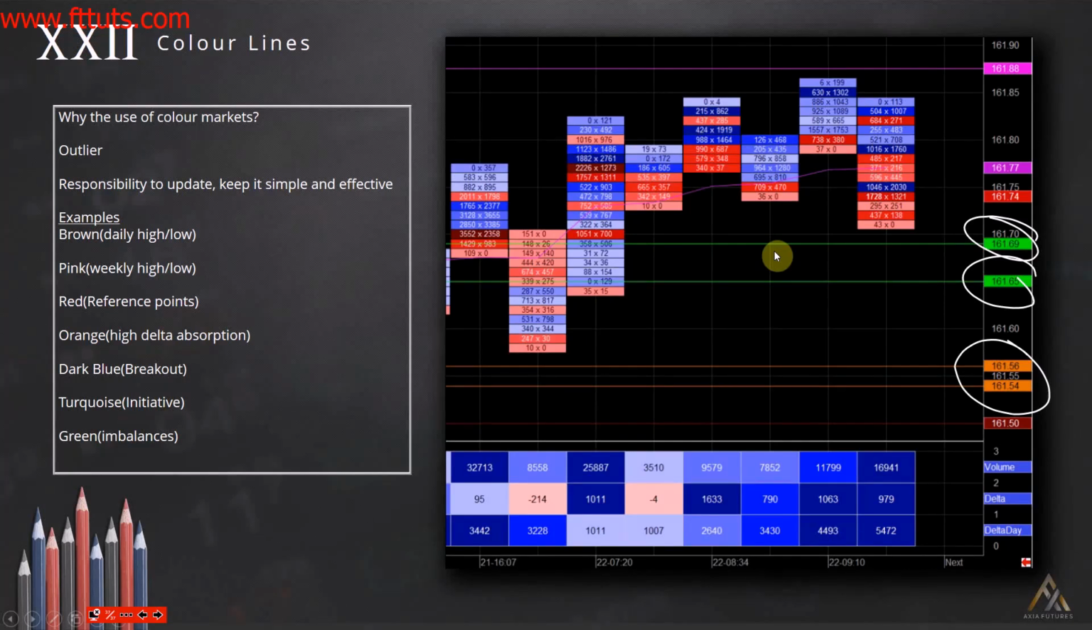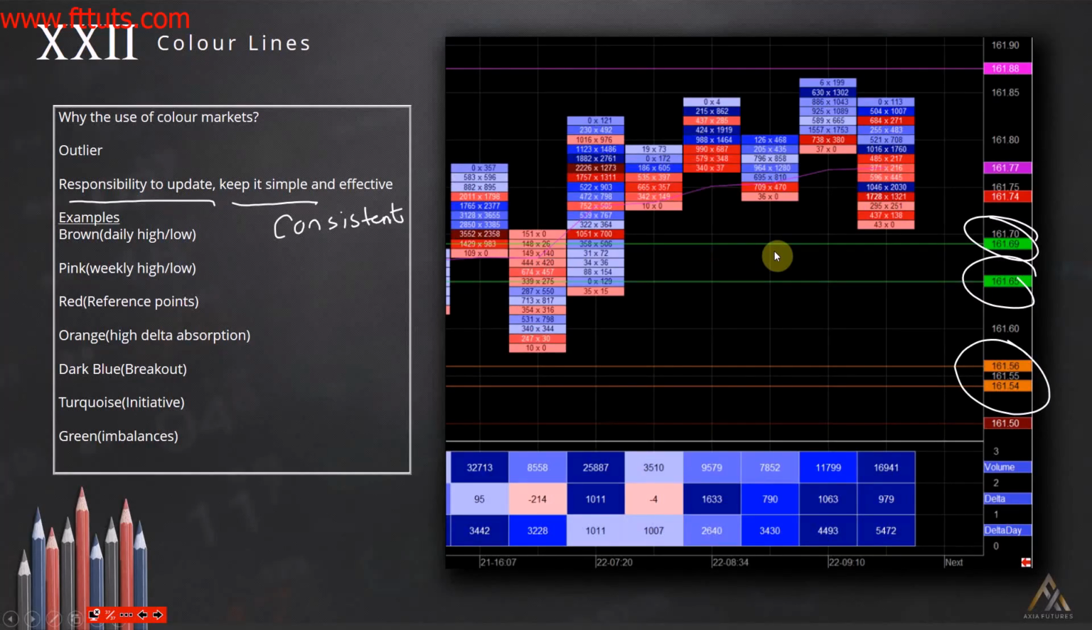Now note, obviously, you need to be responsible and keep it up to date. Otherwise, you come in the next session and you're executing off lines that are no longer relevant. Equally, keep it simple, effective and consistent. That's the mistake I see a lot of people make: they lose consistency in applying this process. This process will help you tremendously, so do consider the idea of color lines.